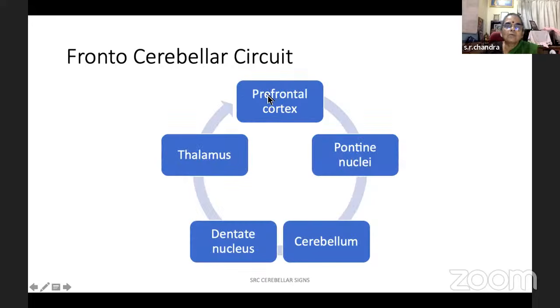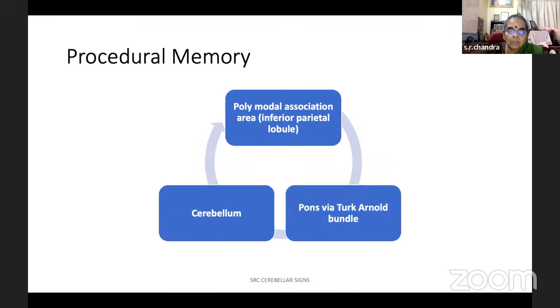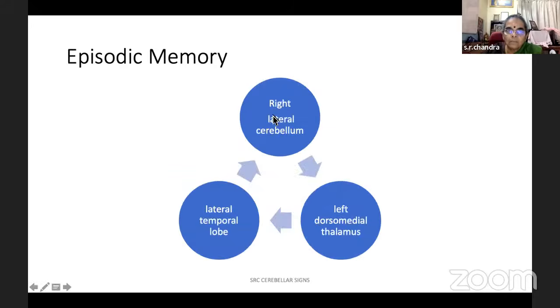Then you have got a frontocerebellar circuit from the frontal lobe through the thalamus and pontine nucleus to the dentate nucleus of the cerebellum. That is for attention and executive function, a role of the cerebellum carried out through the frontocerebellar circuit. And the procedural memory circuit is by the cerebellum's connection to the inferior parietal lobule, and that is a polymodal association area. And the episodic memory circuit is by the cerebellum's connection to the lateral temporal lobe.